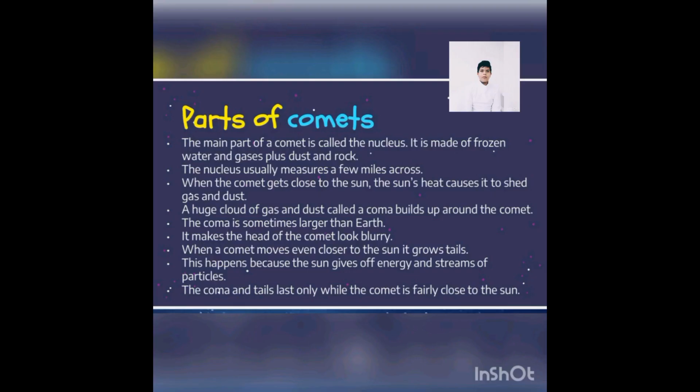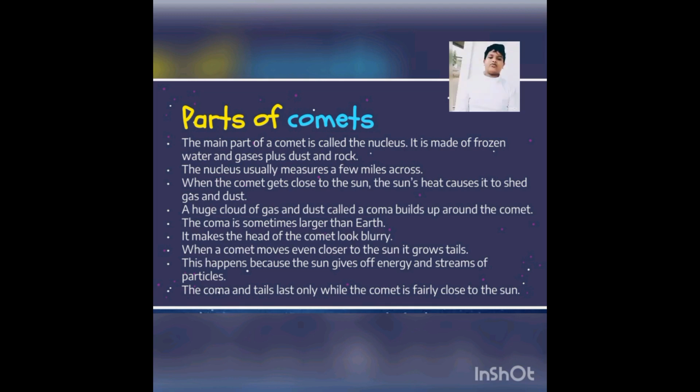Thank you. Parts of comets. The main part of a comet is called the nucleus. It is made of frozen water and gas plus dust and rock. The nucleus is usually measured a few miles across.